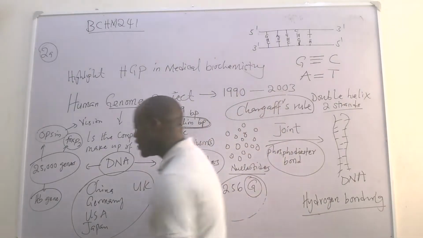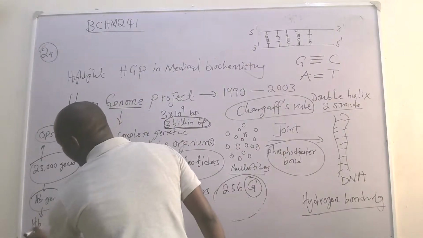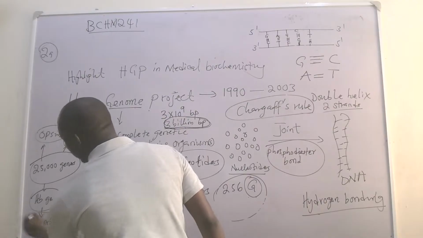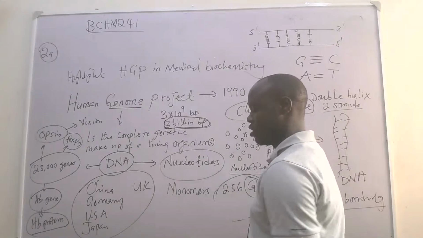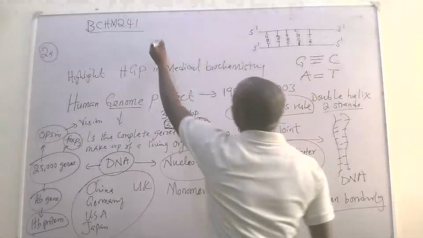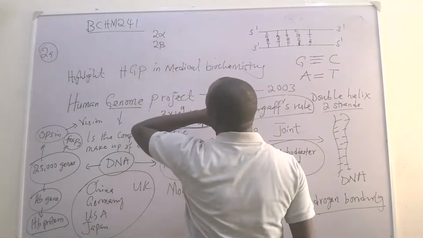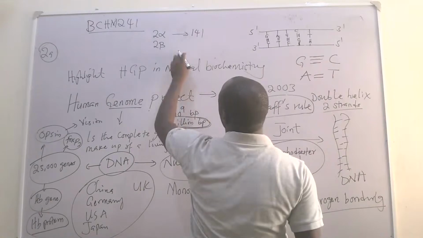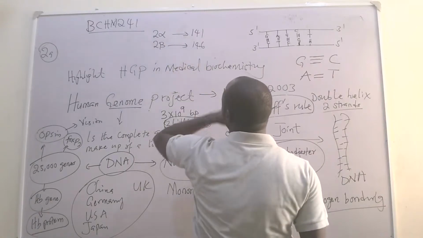So hemoglobin is a gene that codes for hemoglobin as a protein. And this hemoglobin protein is a tetramer. It's made up of 2 alpha chains and 2 beta chains. And the alpha chain is made up of 141 amino acids, and the beta chain is made up of 146 amino acids.